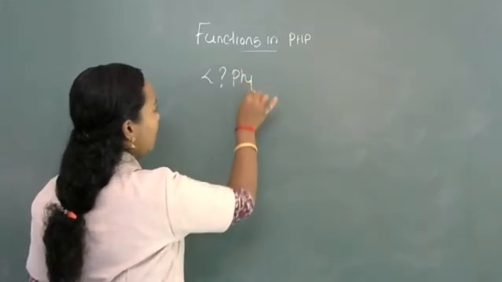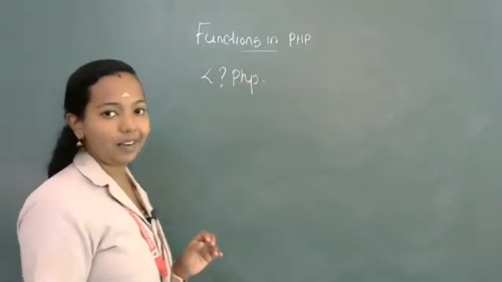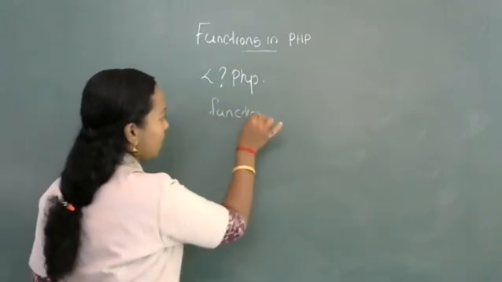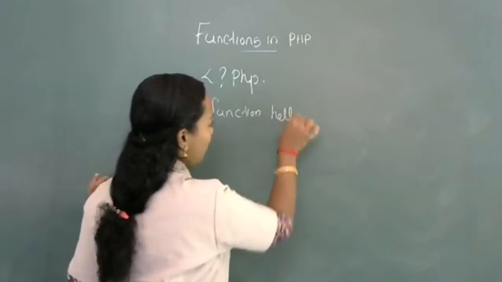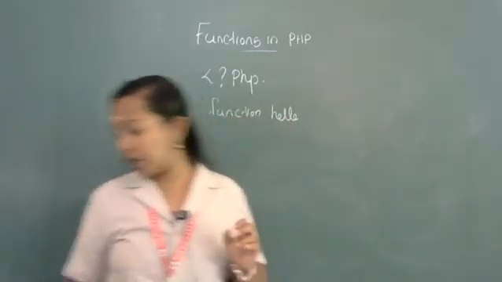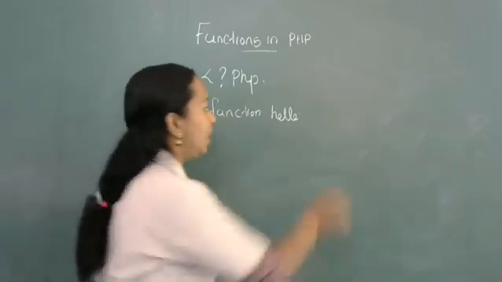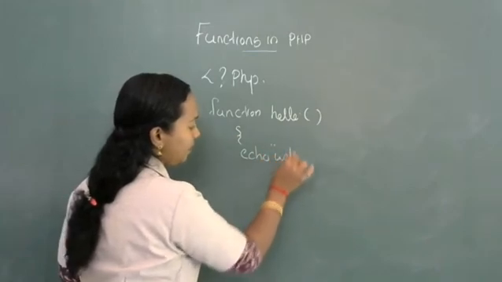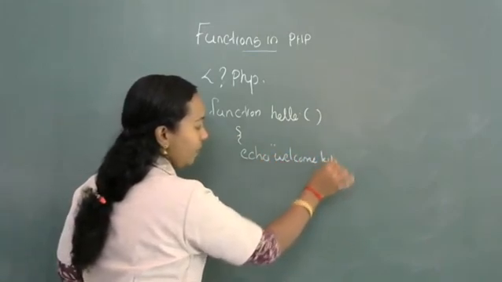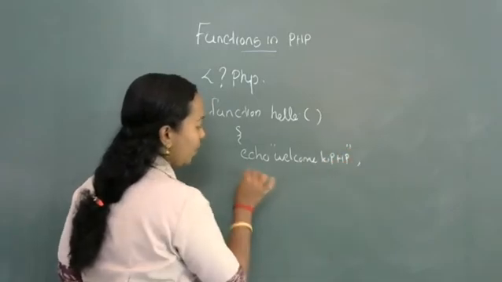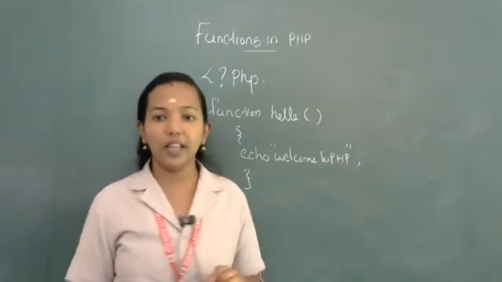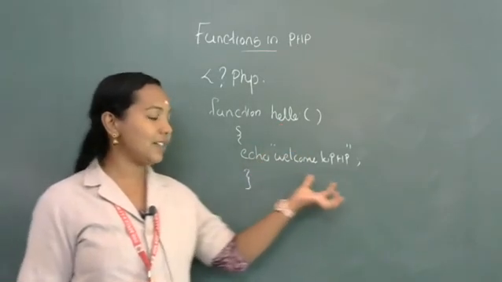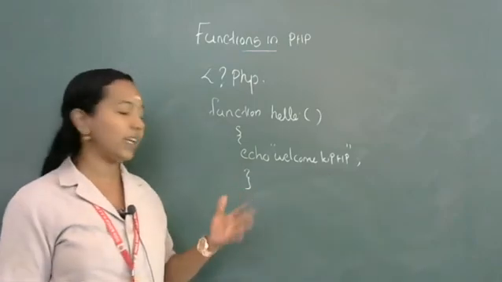Then after that I am going to write a PHP function. You know, a PHP program starts like this, a question mark and php. Then inside this I am going to create a function. Function name is hello. Then open the bracket, echo welcome to PHP, close the bracket. So here the function name is hello, and it consists of a statement that prints welcome to PHP.